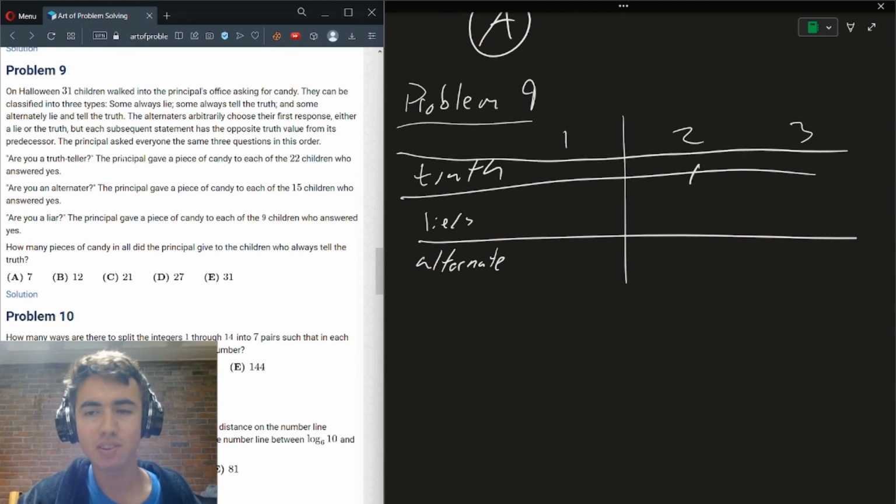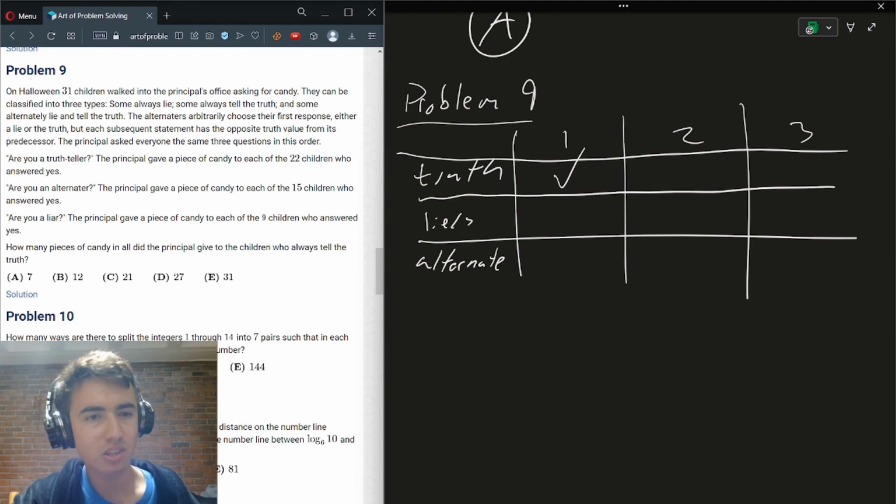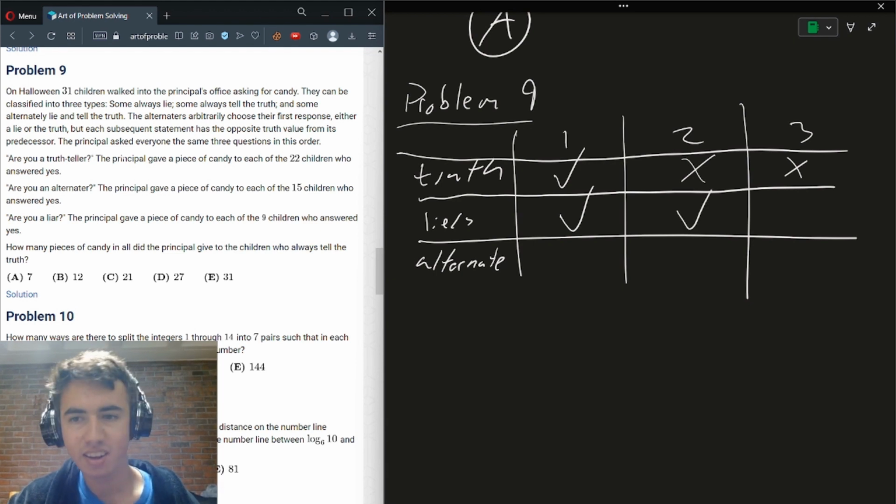corresponding to the types of people and whether they answer yes or no. And then let's see what they answer. So for the first one, do these ones answer yes? They do, right? Truth tellers will answer yes that they are truth tellers. They will answer no that they are alternators and liars, however, right? So then that's the answers. For here, they will answer yes since they're lying. They'll answer yes here since they're lying, and no here since they're lying.